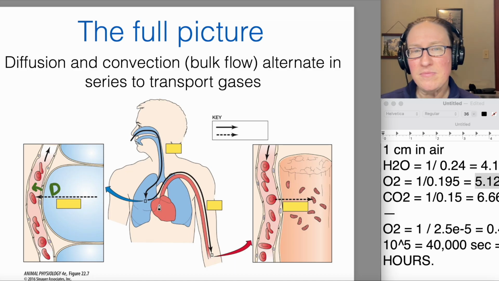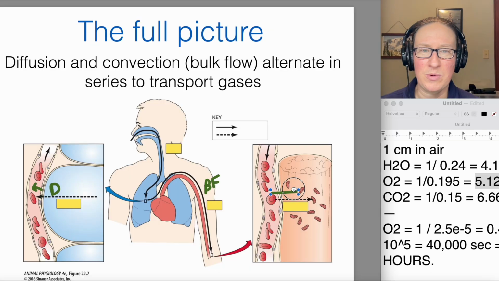From there, blood is pumped through the body with the help of the heart, and that whole process is another process of bulk flow to transport the oxygen in that blood to the tissues. And then as blood arrives at tissues, we rely on simple diffusion, again, to move oxygen from a blood vessel into a cell and then into that cell's mitochondria.